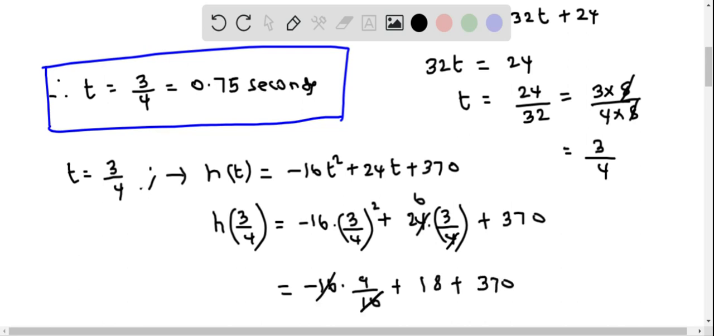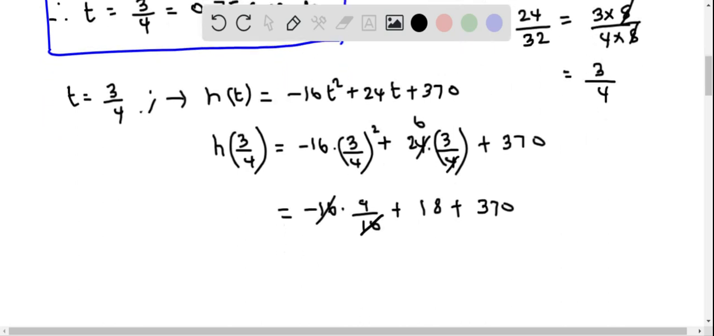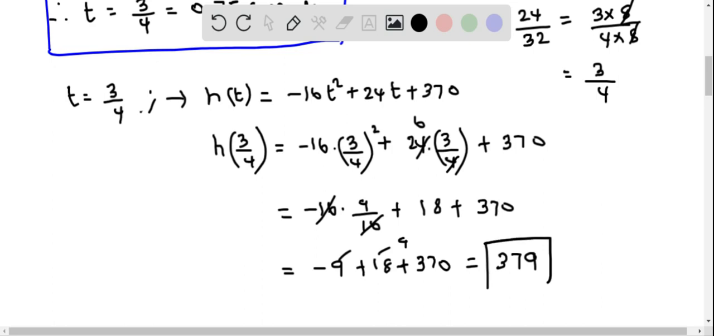Can cancel this negative 16 and positive 16, and this is negative 9 plus 18 plus 370, and so this equals negative 9 plus 18 is positive 9, and 9 plus 370 is 379. So therefore this is the maximum height reached by the ball. We can put its unit. It is 379 feet.